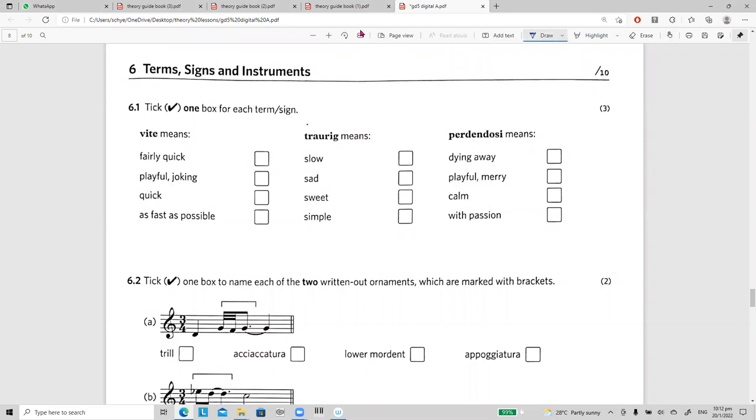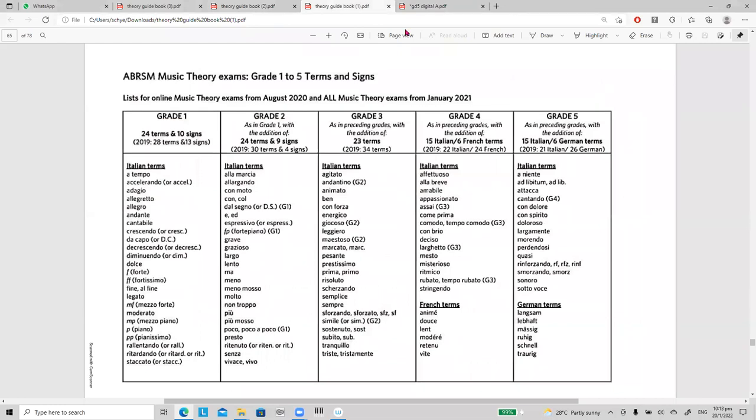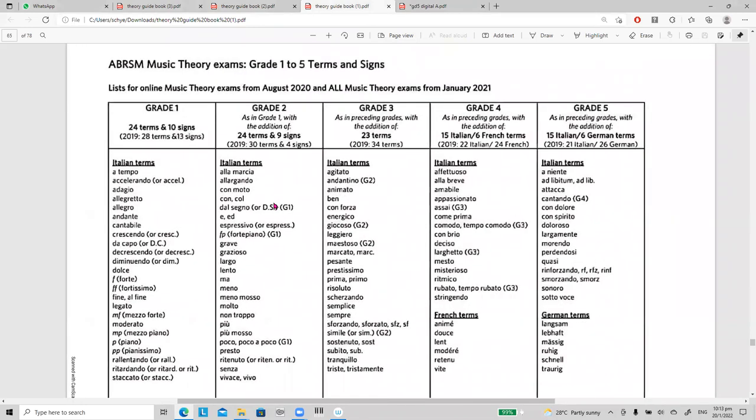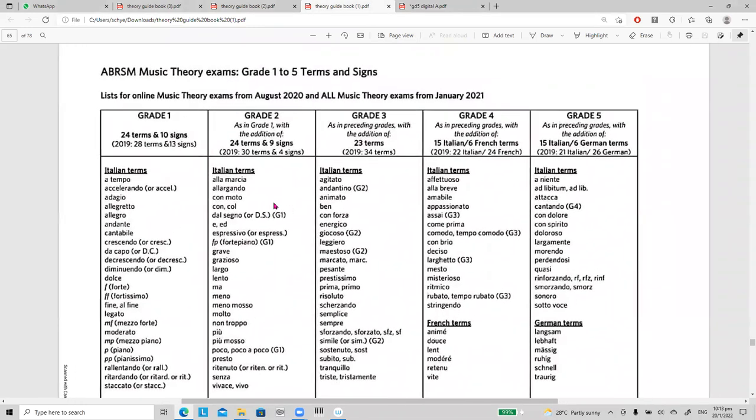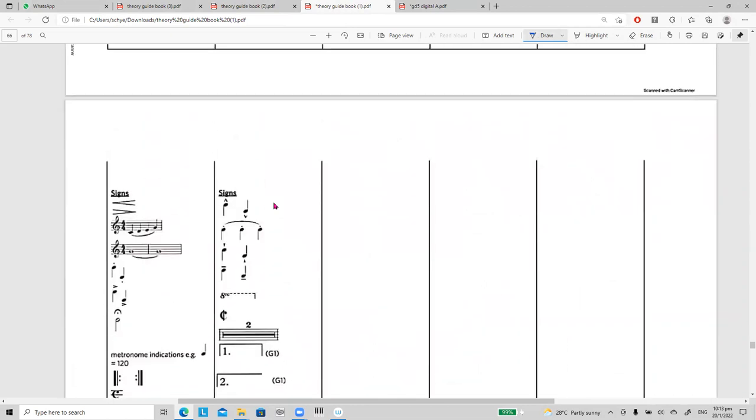For all these foreign terms, you can refer to this chart. There is a chart, yeah, this one. I'm not sure if you have downloaded this from the ABRSM examination website. These are the foreign terms that you need to study. They are Italian, French, and German, from grade 1 to grade 5. If you are taking the grade 5 exam, then it is better to memorize all of them, and the musical signs are all here.